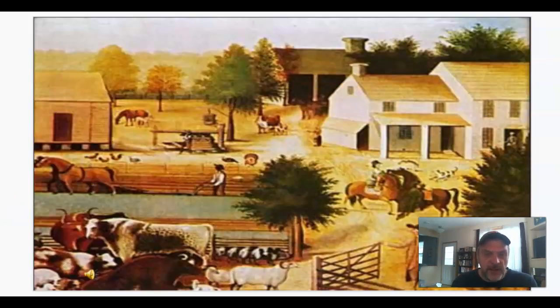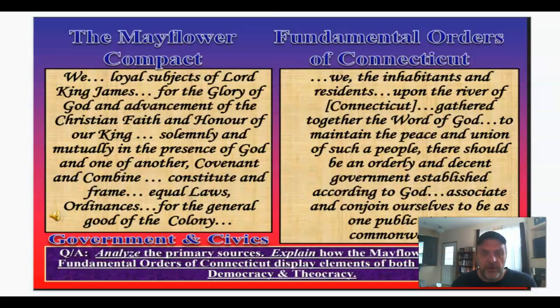So here's a typical scene for maybe a New England colony. If you went back in a time machine to 1630 or 1640, you would see something like this, perhaps. In New England, you had a more diversified economy than you found in the Chesapeake. And like I said, one of the key features of the New England colonies was the idea of direct democracy.